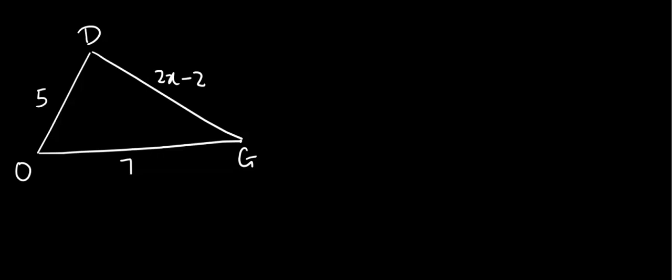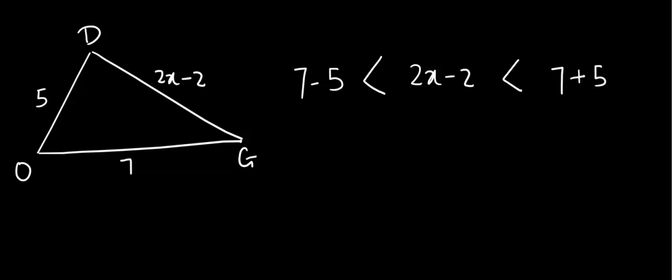The difference of these two sides is 7 minus 5. The sum of these two sides is 7 plus 5. And this is our third side, 2x minus 2. Greater than the difference, less than the sum. 7 minus 5, 2. Copy it down.